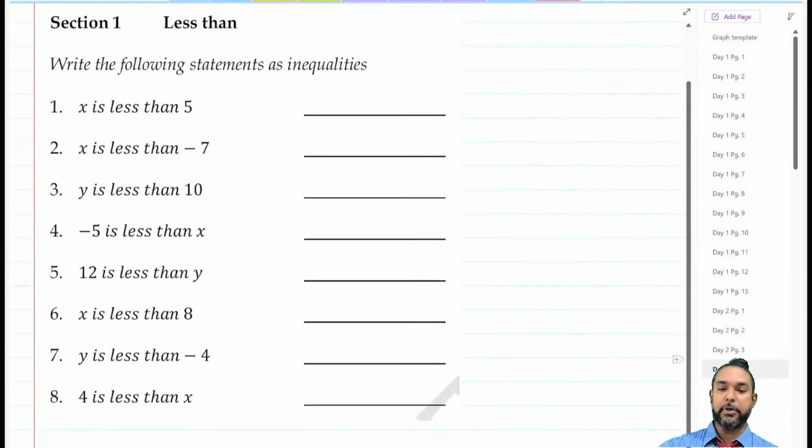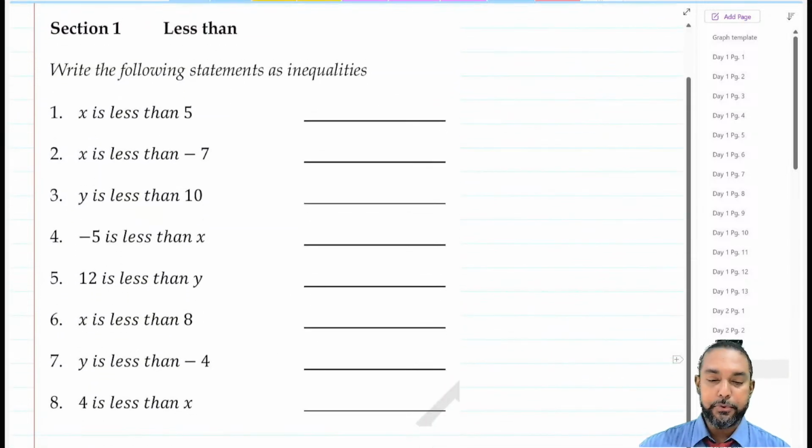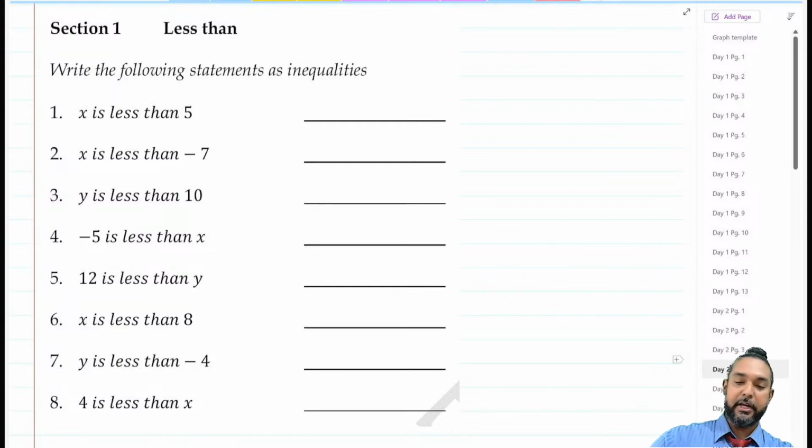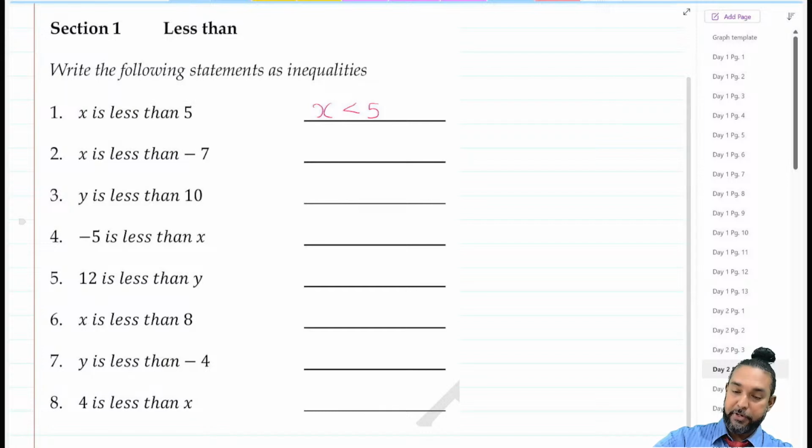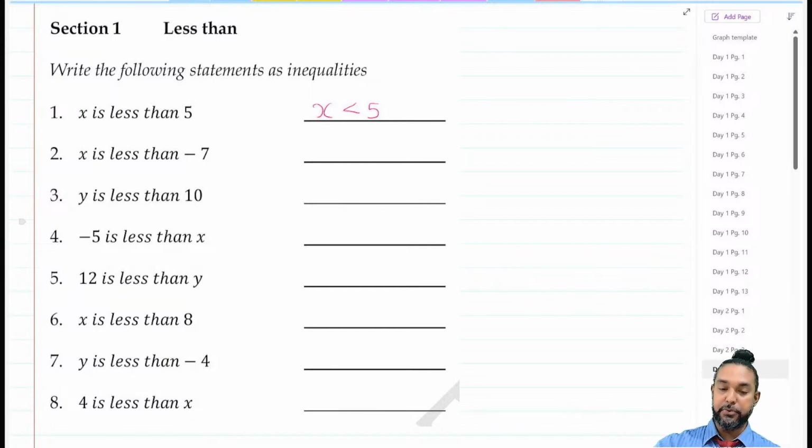Right, so on this page, I would like you to basically use the inequality symbol in place of where it says is less than. So for example, the first one, we would write x is less than 5. All right, so I want you to finish off that section for me, right? So from number 2 to number 8, just convert the statement in words to an inequality statement using the less than sign to replace the phrase is less than.